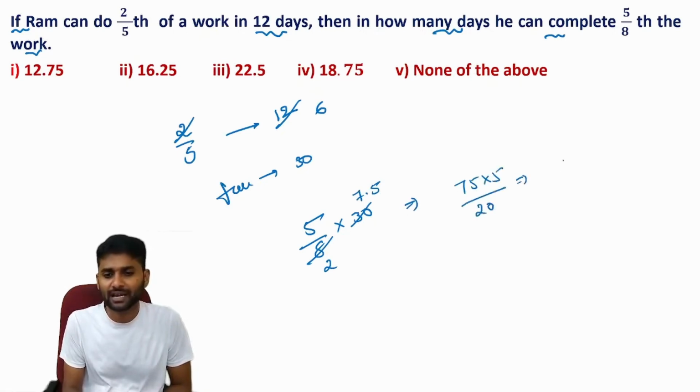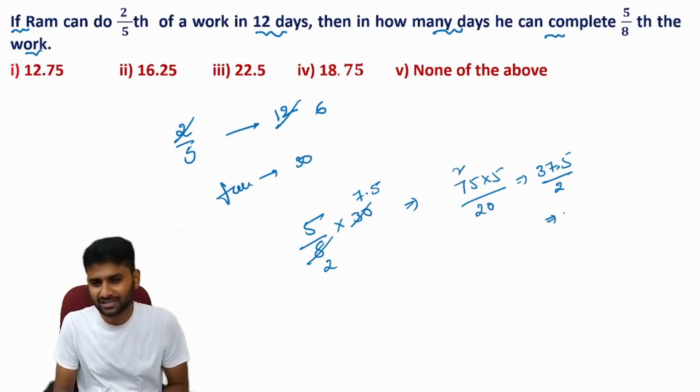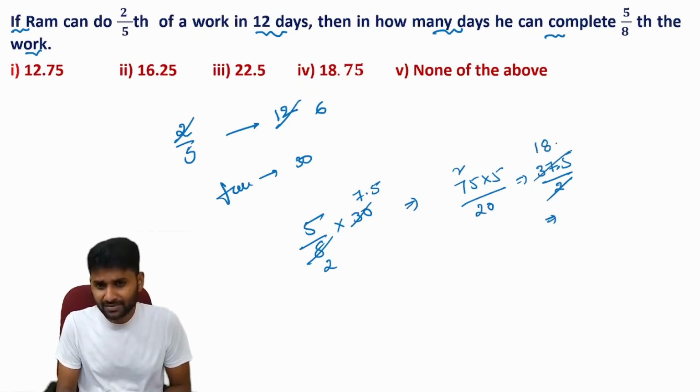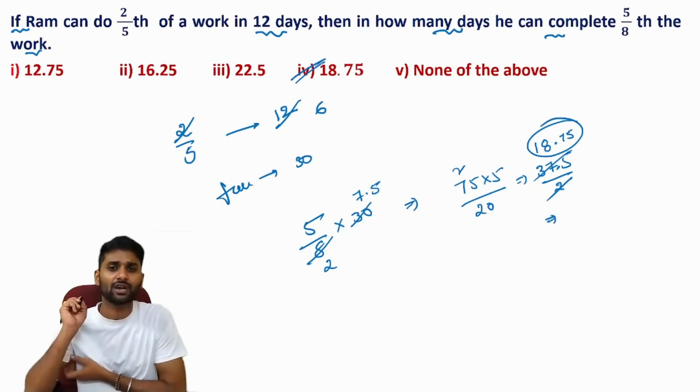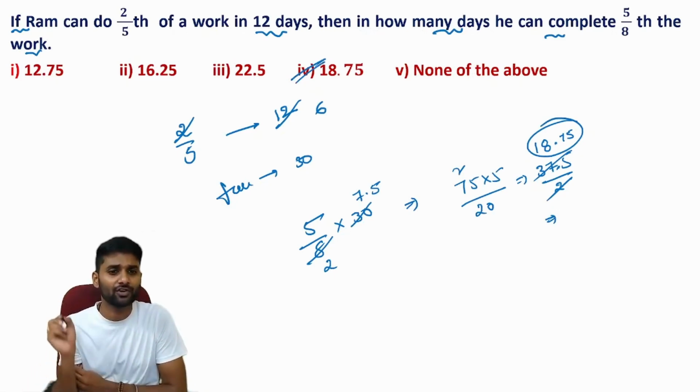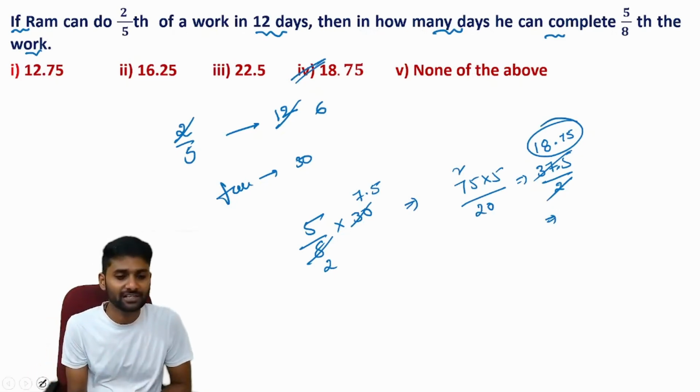Let's go through the further calculation here. So this is all about 375 divided by 20. Let's go through that. This is 37.5. So if you go through the further calculation, see, 2 exactly 18 times and 7 5 times. So here 18.75. So Ram can complete 5/8 of the work in 18.75 days.